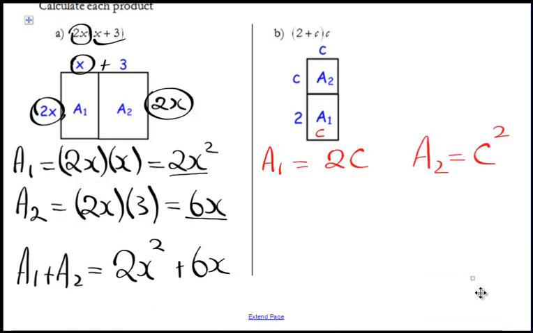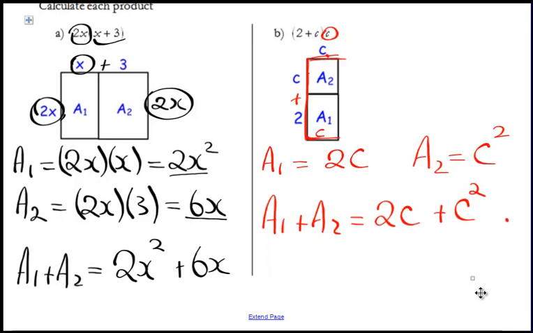So, for my area 1, well, first of all, we've got the c plus 2, which is the height there like that, splits it into 2, and then the width is just c, which goes there like that. Now, area 1 is going to be 2 times the width, which is c. Area 2 is just a square, isn't it? It has the same height as the width, c times c, which is c squared. And what's the total area going to be? Well, area 1 plus area 2 is equal to 2c plus c squared, just like that.